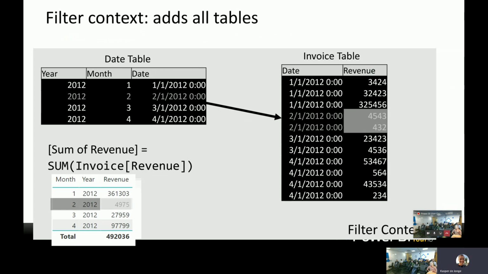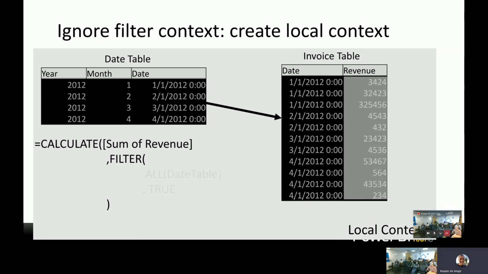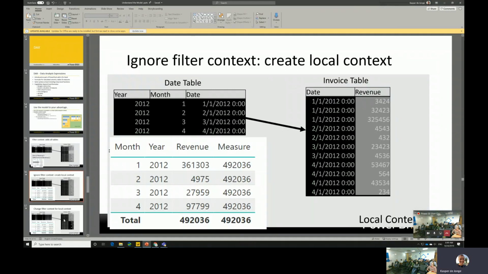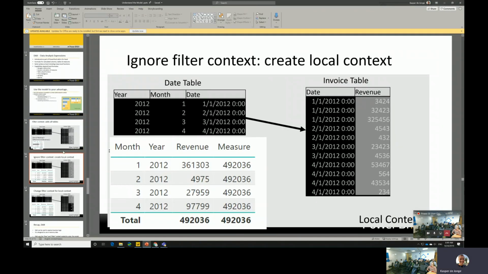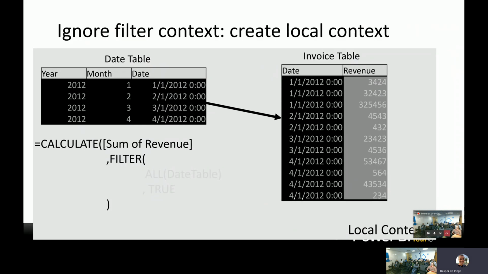Here it shows you these two. Let me just quickly change this. I can't change it, okay. I'm just going to tell you what it says then. It says calculate sum of revenue, filtering the entire date table to true. It's super hard to read.